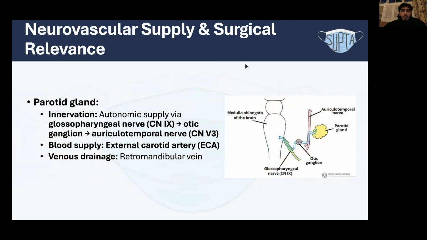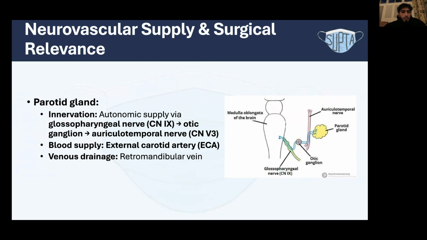The neurovascular supply to the parotid gland: like we said before, it's supplied by the glossopharyngeal nerve, which gives rise to the otic ganglion, which then sends, I think, some parasympathetic fibers off to the auriculotemporal nerve, which is a branch of the mandibular, meaning that there's kind of like a relay there. So basically, if you have an issue there, we can cause pain upstream, if you will.